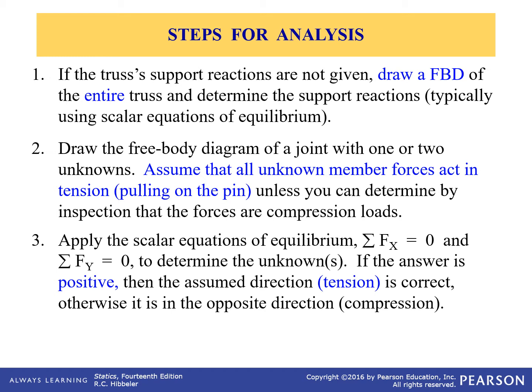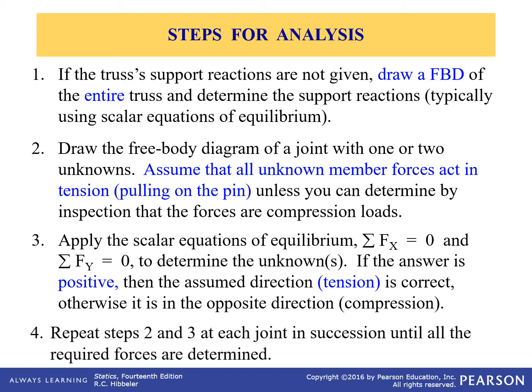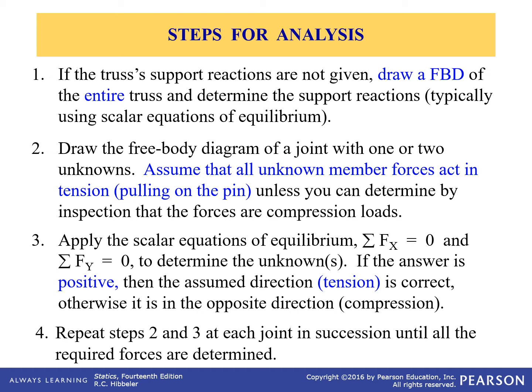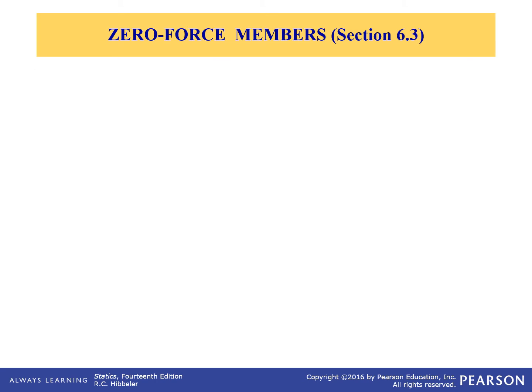You draw your free body diagram of your joint. Remember I said one or two unknowns. And you can assume the forces are all in tension. So if you assume they're in tension and you do the problem, applying your equations of equilibrium in step 3, and you get a negative answer, guess what? You know it was in compression and not tension. You apply your equations of equilibrium and solve for your unknowns, and continue to do that until all the forces are found. So that's how you do it, and I'll do a problem in another video to show you how to do this. It takes a bit to do it.